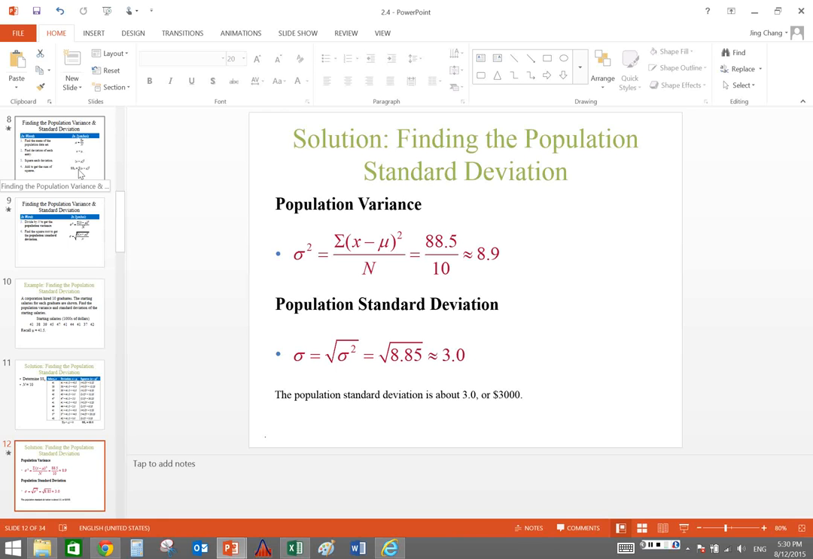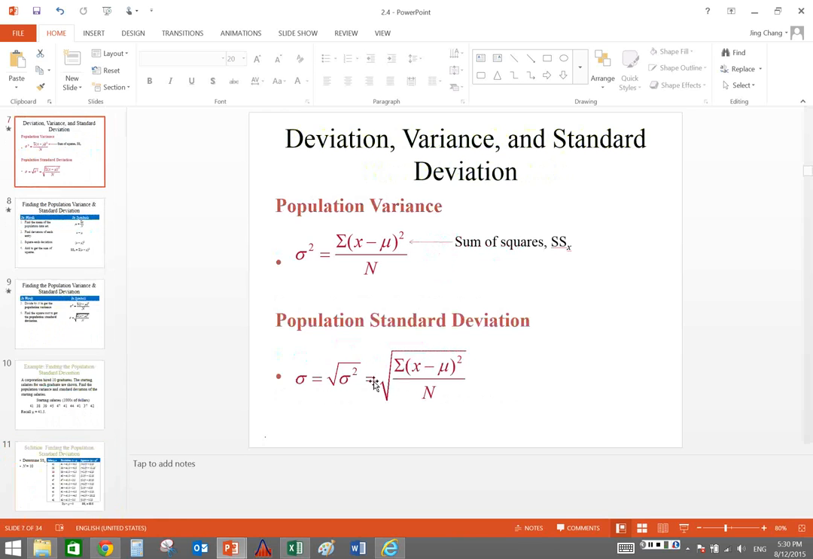Standard deviation is just the square root of the variance. So for population standard deviation, look at the symbols we use. Population variance is a parameter, so we use the Greek letter sigma squared. And for population standard deviation, we use sigma, just the square root of sigma squared.